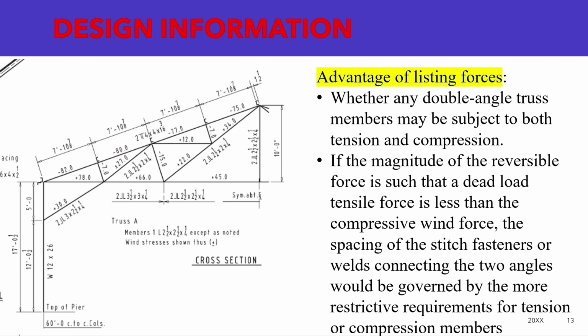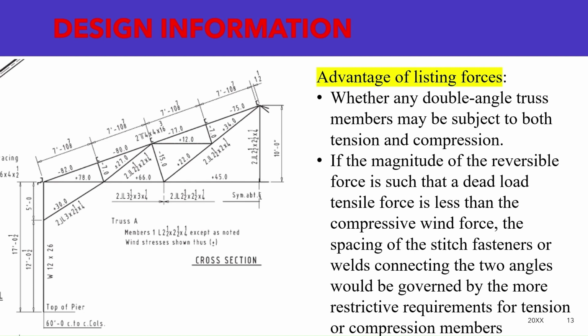If the magnitude of the reversible force is such that a dead load tensile force is less than the compressive wind force, the spacing of the stitch fasteners or welds connecting the two angles would be governed by the more restrictive requirements for tension or compression members.